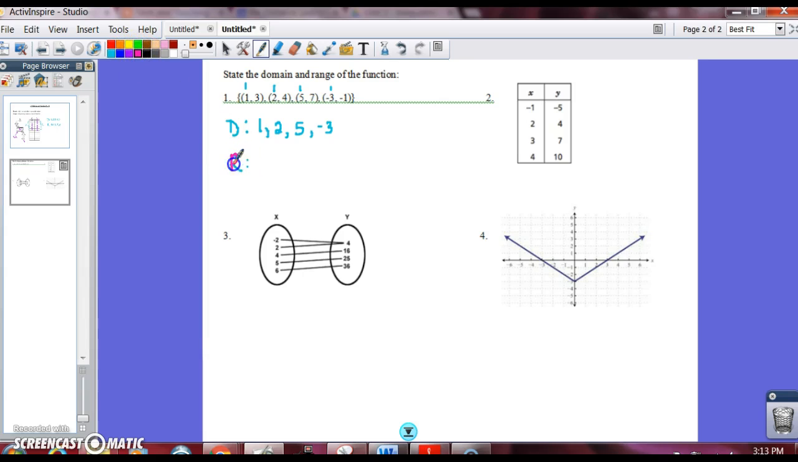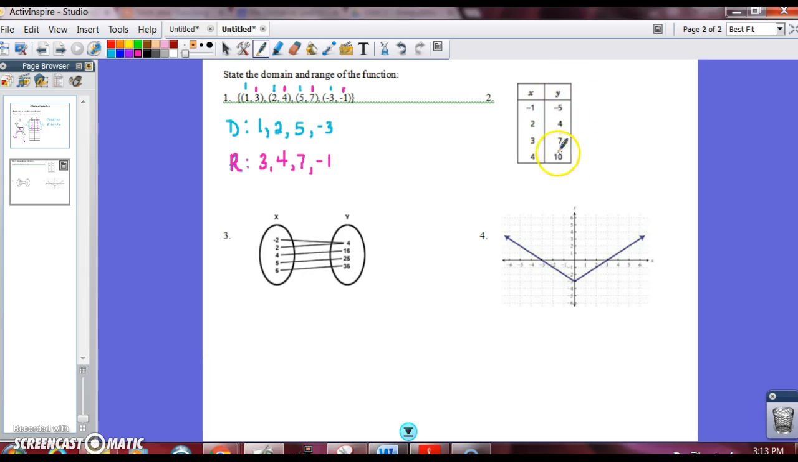My range values are all of my y's, so that would be this one, this one, this one, and this one. So my range values would be 3, 4, 7, and -1. That's all you have to do to state the domain and range. That's when you have a list of ordered pairs.